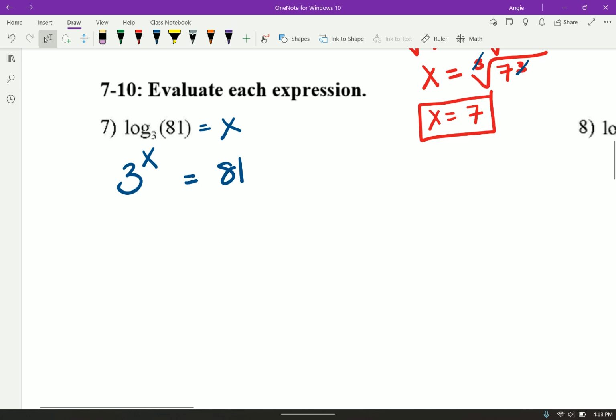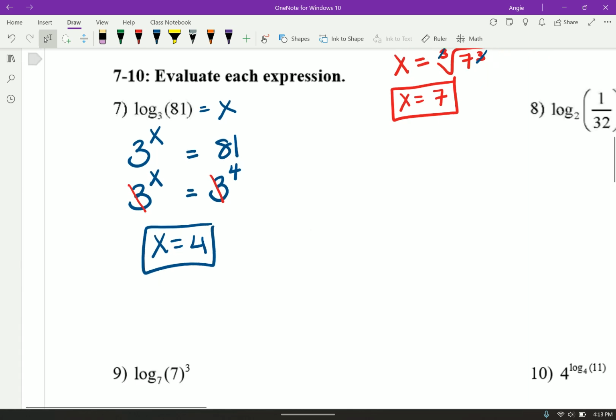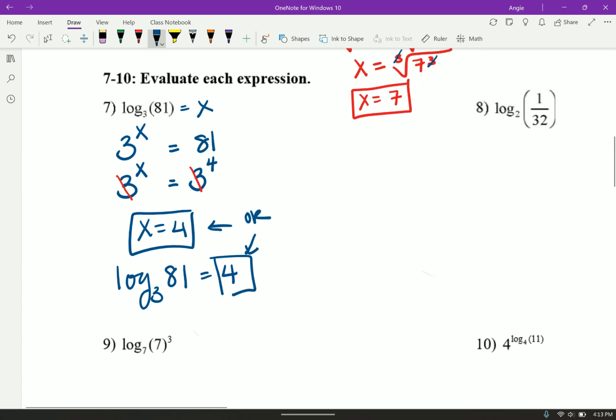Well, we do know 81 is 9 times 9, and 9 times 9, we can break that down to 3 to the 4th. Well, if 3 to the 4th, we already learned to drop the bases if the bases are the same. So x comes out to be 4. So students, log base 3 of 81 is 4. Or you can write x equals 4. Either one is totally okay.